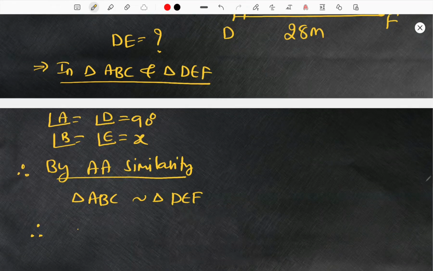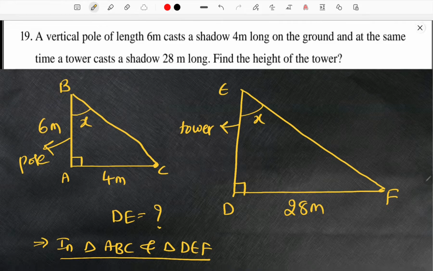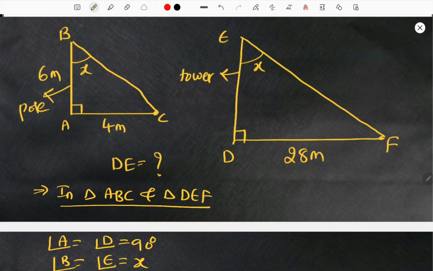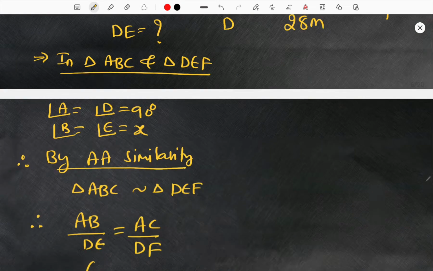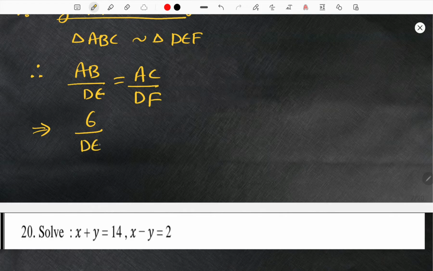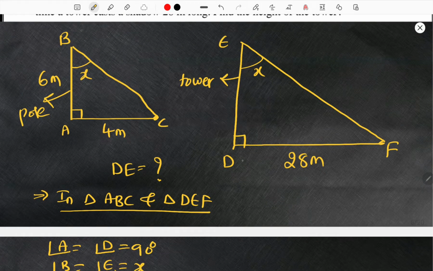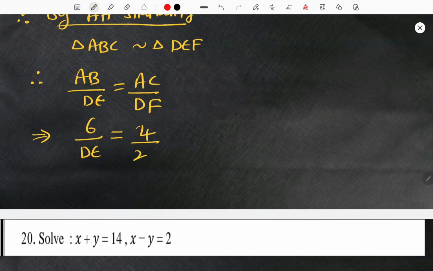Definitely, we can write AB divided by DE is equal to AC divided by DF. All right. So, what is the value of AB? The value of AB is going to be 6, divided by, what is the value of DE? We don't know. That's what the tower is all about. Then divided by, what is AC? Look at this AC, that is 4. How about DF? That is 28. So it becomes 4 divided by 28.